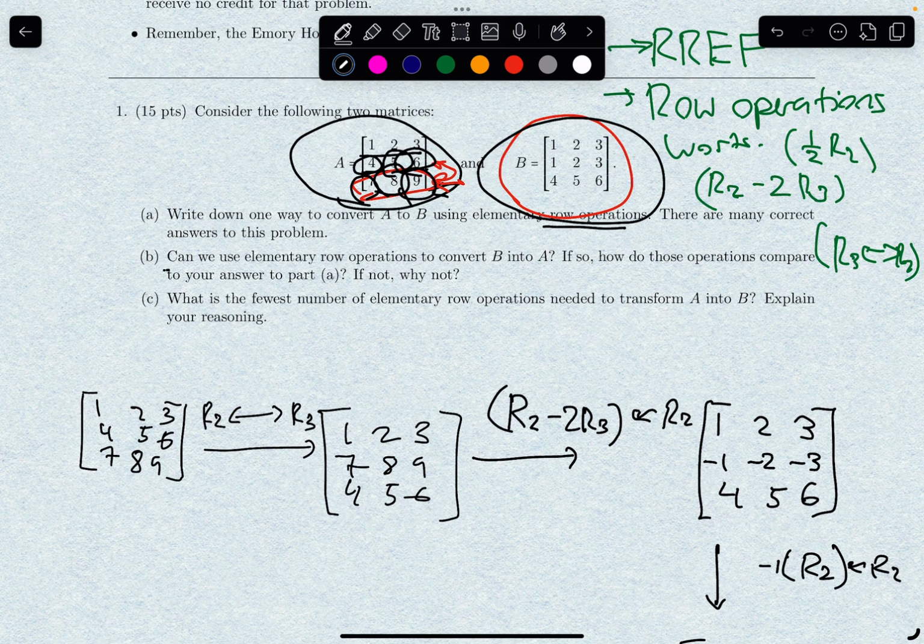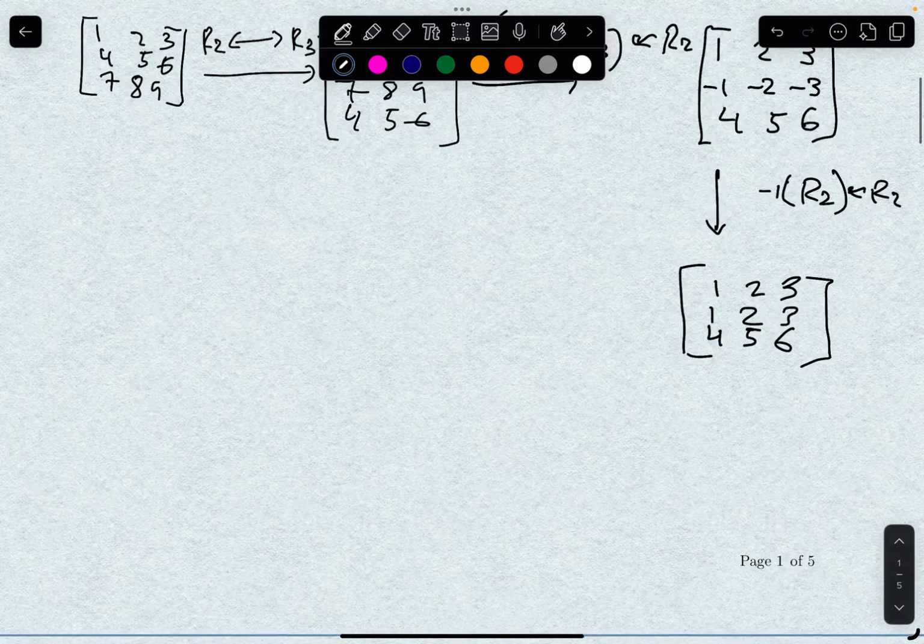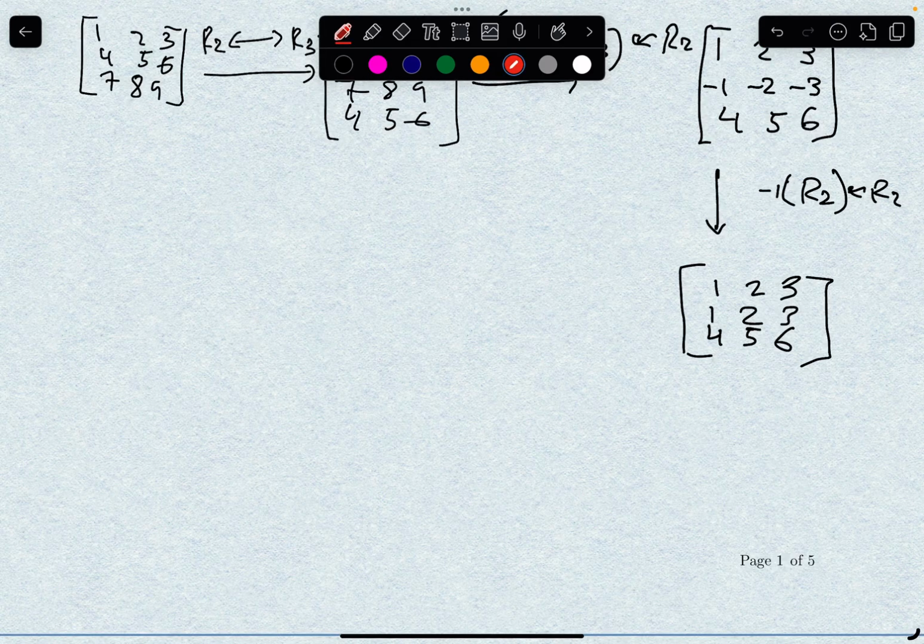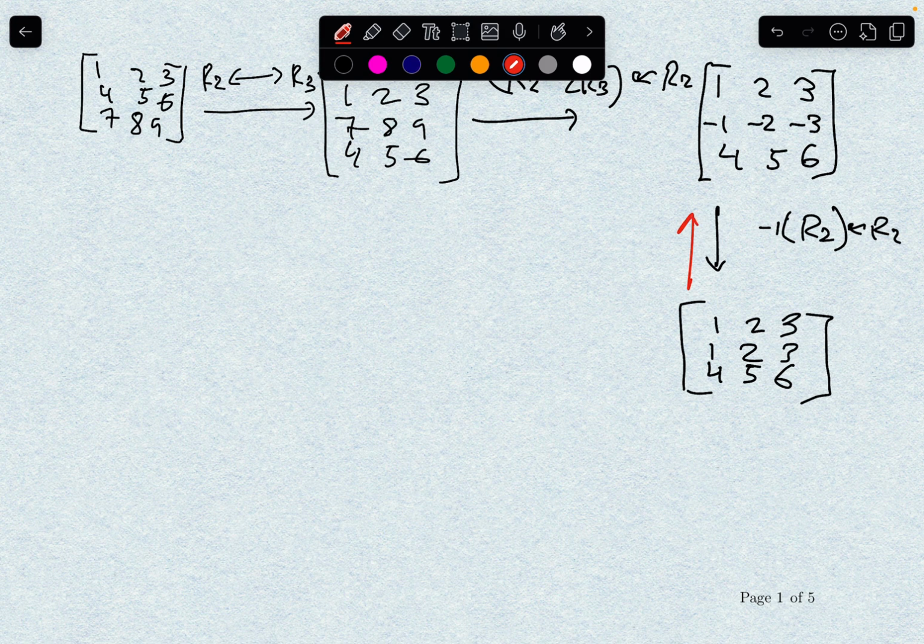And now the next question is, can you use elementary row operations to convert B into A? What are those compared to the one before? And you notice that the ones that we're going to have to use are literally the opposite. That's interesting, right? Because that's how matrices work. So we want to go backwards. What we're going to want to do is, again, multiply R3 by a negative in this case, right?